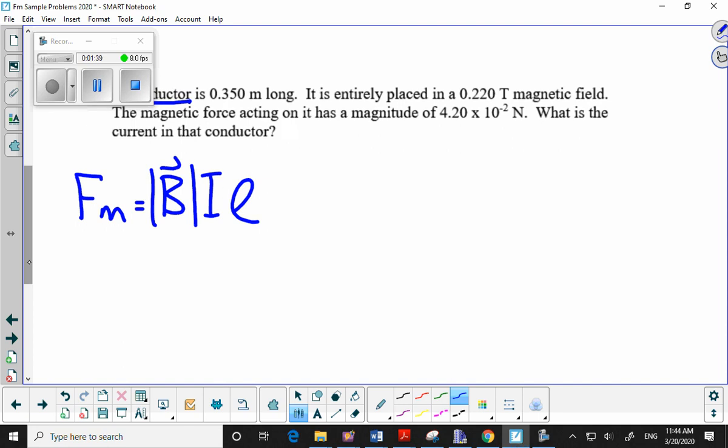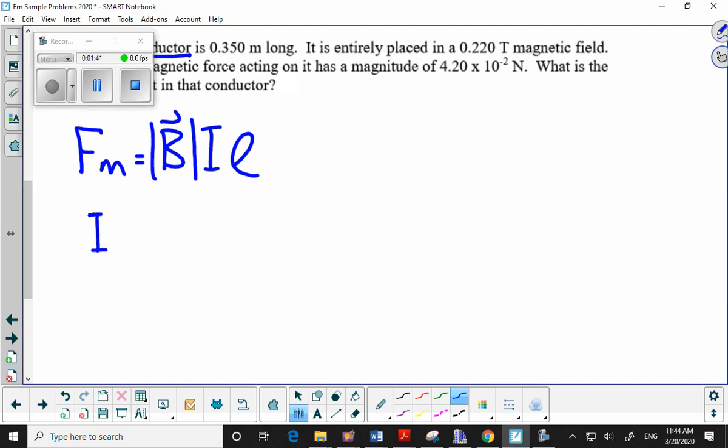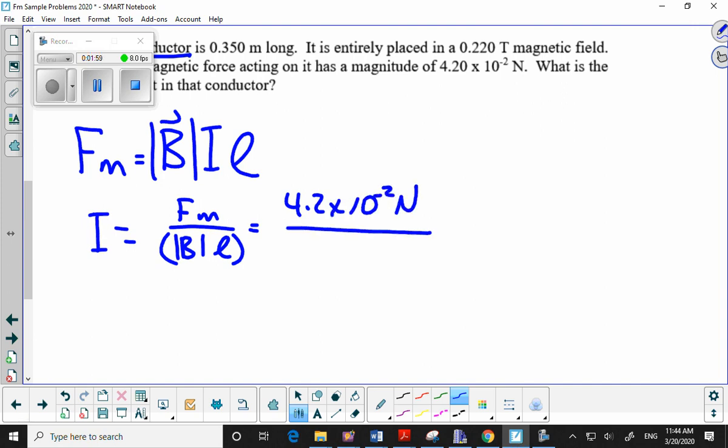So we have to do a quick rearrangement of that so that we get it rearranged for the current, which is I. We just divide both sides by the magnetic field intensity, and then by the length of the conductor. So the force here was identified as 4.2 times 10 to the minus 2 newtons, over the magnetic field intensity, in this case 0.22 Tesla. And we multiply that by the length of the conductor, 0.35 meters.